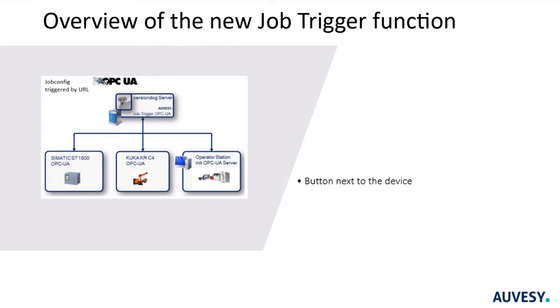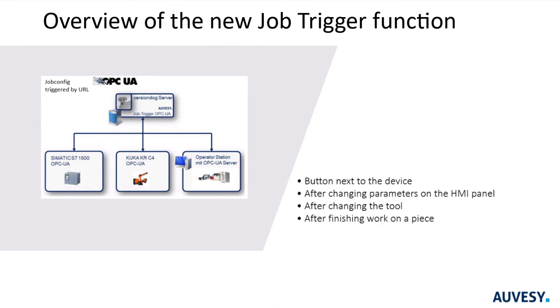And it's possible to trigger a job now via this OPC UA interface with a button next to the device, for example, or after changing parameters on the HMI panel, or after changing the tool on the machine, or after finishing work on a piece, if you have finished working on an item, before starting a new batch, for example, or when moving to the next step in the production chain.